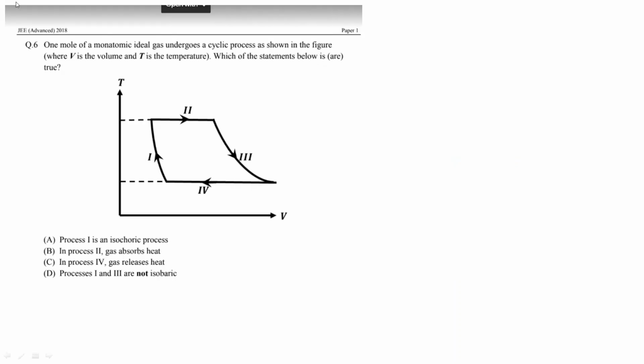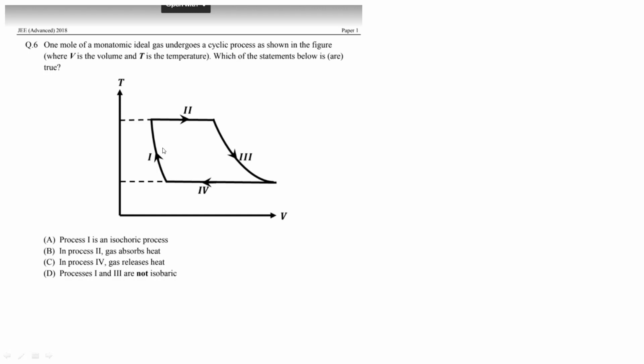So this is again a question from JEE Advanced 2018, and this is a multiple answer type question, that means more than one option can be correct. 1 mole of a monatomic ideal gas undergoes a cyclic process as shown in the figure, where V is the volume and T is the temperature. Which of the following statements below is true?